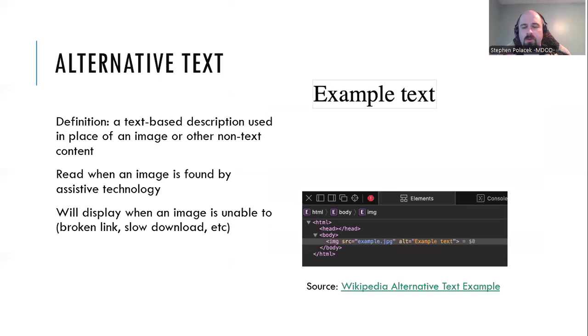So, alternative text. You've likely heard the term before because it is pretty much rule one of the guidelines of any accessibility presentation you come across. Whenever you hear accessibility, you think about how do I communicate visual content to a non-visual person. So alternative text is a text-based description that's used in place of an image or other non-text content. So when assistive technology like a screen reader finds that image, it reads this alt text to the user so that they get the same information or equivalent experience that a sighted person gets.